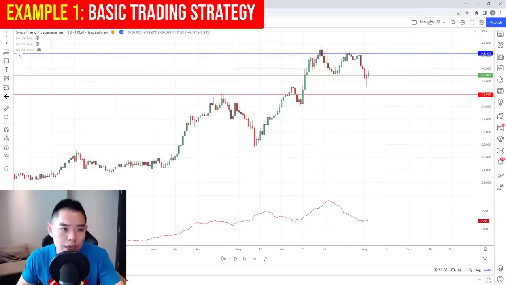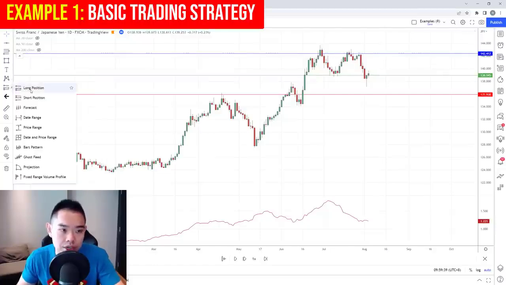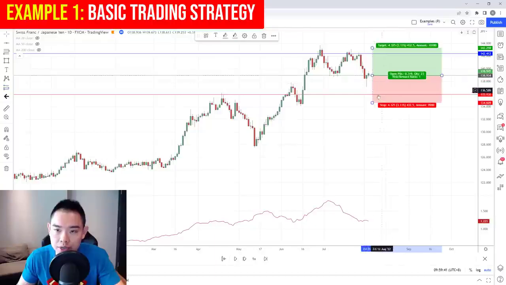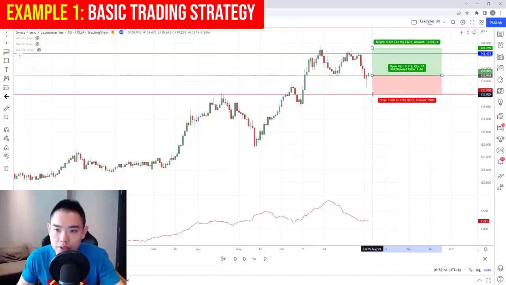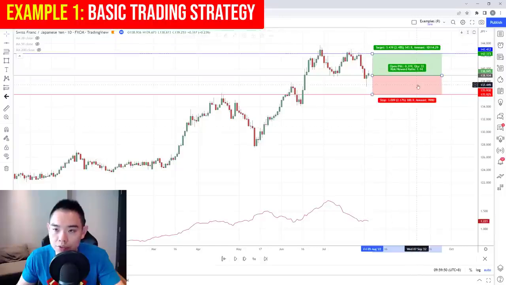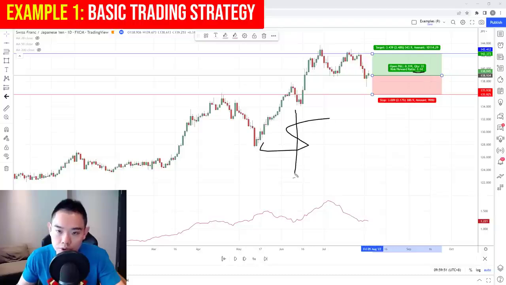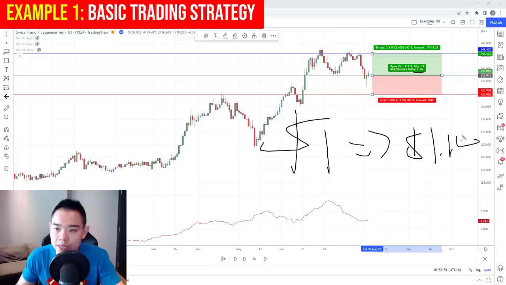Now, if you want to assess this from a risk to reward standpoint, you can actually use this particular tool over here. Click long positions, and you click this over here. So this one over here, you should put at your entry point, and this one put at your stop loss level. This one over here, put at your take profit level. And you can see that if you assess this potential trade, it's a risk to reward of 1 to 1.14. This means you're risking $1 to potentially make $1.14 for this particular trade.